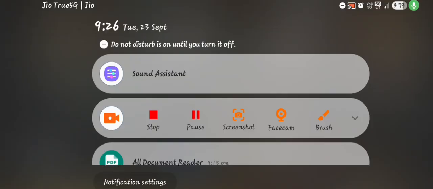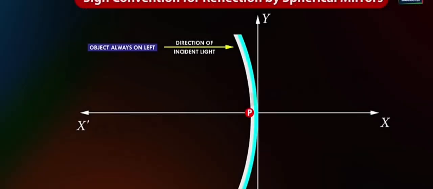Indicating that the light from the object approaches the mirror from the left side. Measurement from the pole. Distances parallel to the principal axis are measured from the mirror's pole. The pole is the point where the mirror surface intersects the principal axis.